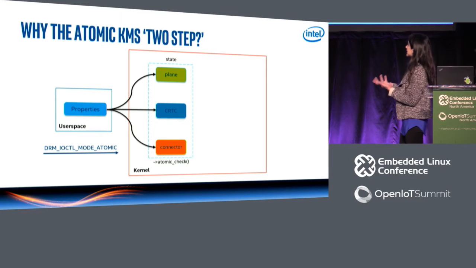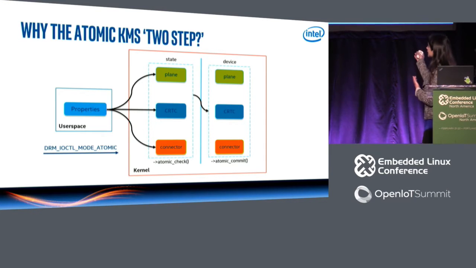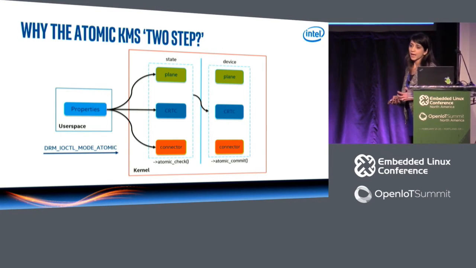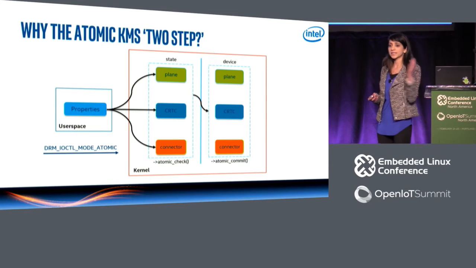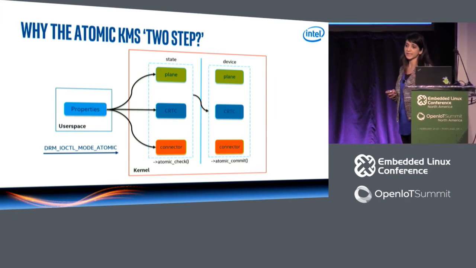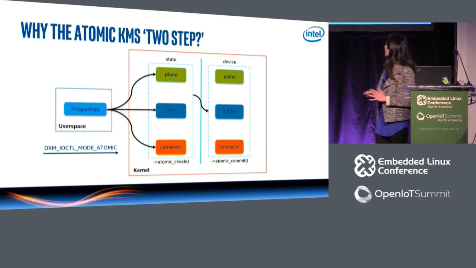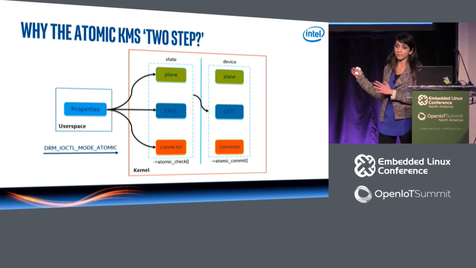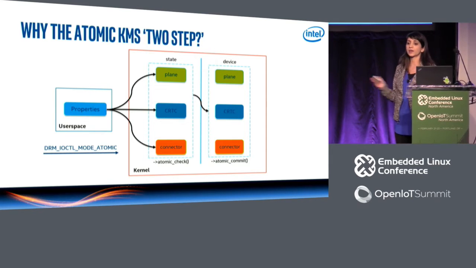Once this phase is successful, then it goes to the next phase, which is atomic commit. And this is where it will actually send all the data to the hardware. This is the one step where it writes everything to the hardware. And the expectation is that this step will always succeed because we have already checked or validated the mode against the hardware limitations in the previous step.